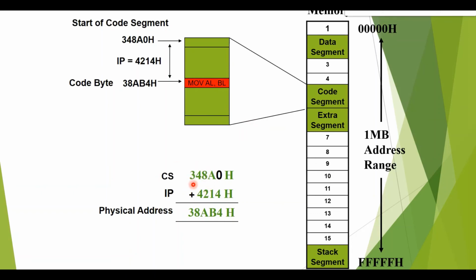So this 16-bit address, 348A, is stored in the code segment register. This 16-bit address is held in the instruction pointer. Then the BIU first inserts 4 zeros in the lower 4 bits, then adds the instruction pointer value with this address to generate the 20-bit physical address. So here we insert 0, write it this way, and do the simple binary addition. So this is how we generate the physical address.